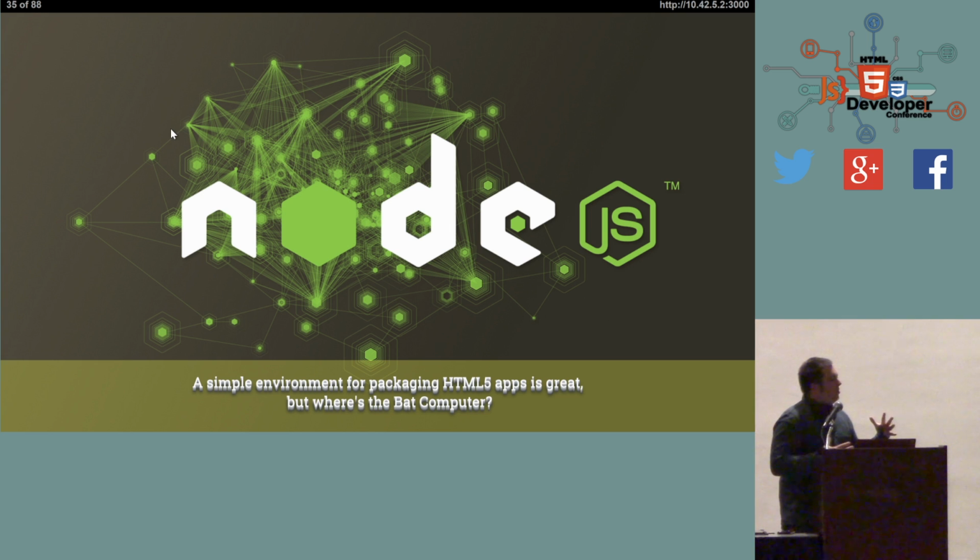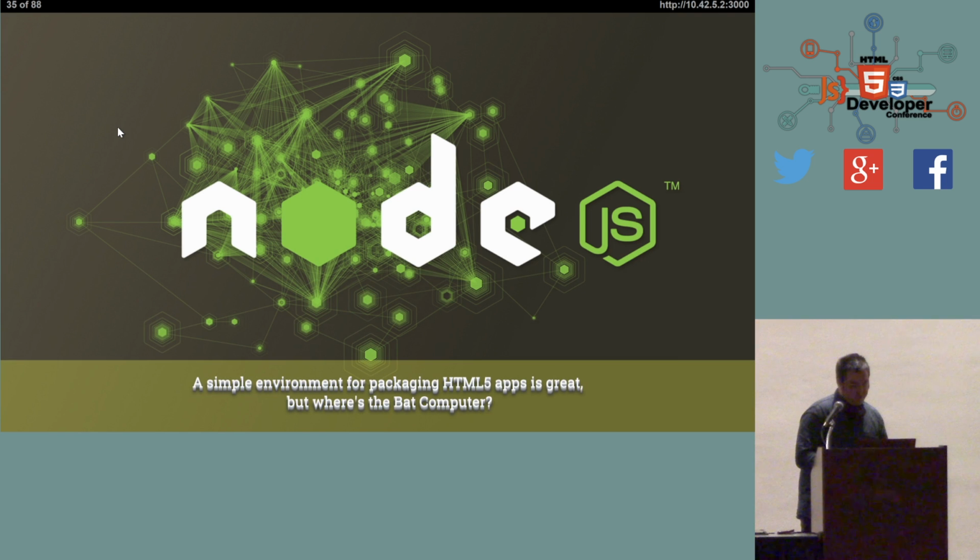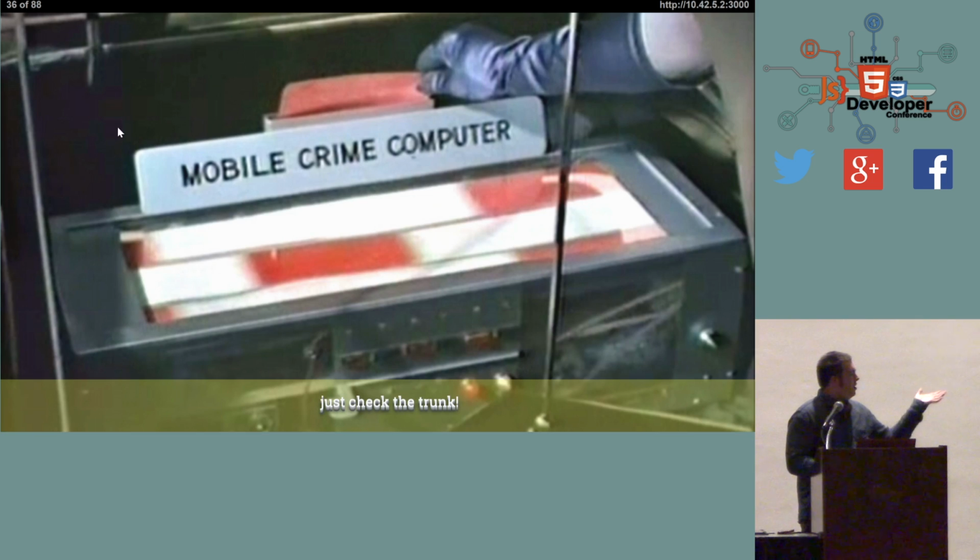So let's think about what that back computer is, what Node.js is, and how we can bring it into this ecosystem. So, whoops. Where's the back computer? Yeah, so if you look at the Batmobile, they have a mobile crime computer right in the trunk. And that's just like the Atom Shell environment. You have GitHub, you have Node.js right in the trunk, so you can use it in your ecosystem.